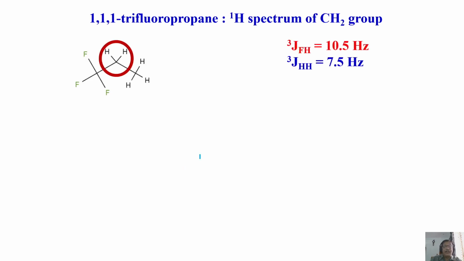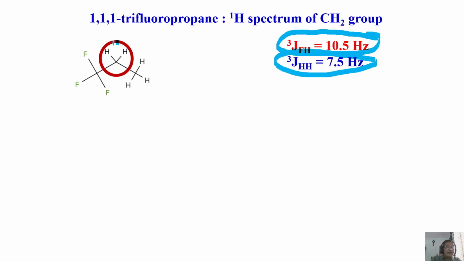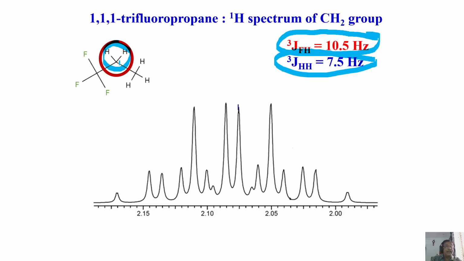Now, very interestingly, I tell you, this 3JHF coupling is larger than the 3JHH coupling. These are the two coupling strengths. I am looking at this one. So, what is the pattern you are getting for CH2? Look at this one. First, it splits into a quartet, and each line of the quartet splits into another quartet because of HH coupling. So, FH coupling makes it a quartet, and this CH3 splits each line of the quartet into another quartet.